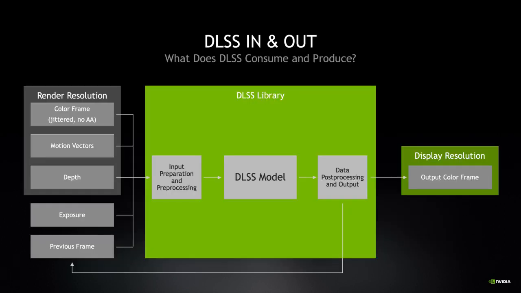The call to DLSS itself is pretty straightforward. DLSS is just a library, and we send down the color frame with jitter and without anti-aliasing. We'll talk about why that is in the next slide. We also need motion vectors, depth, exposure, and a few parameters. The previous frame is actually that temporal feedback, and that's handled inside the DLSS library. The output from DLSS is the high resolution color frame, and that gets passed back to the post-processing chain and then processed down the rest of the chain and out to the display.